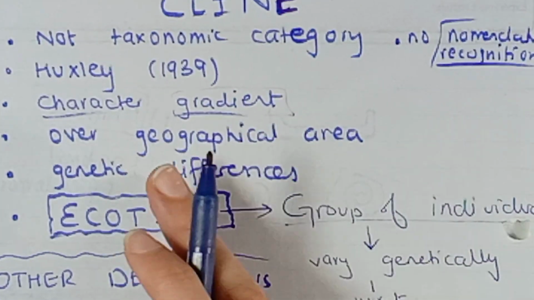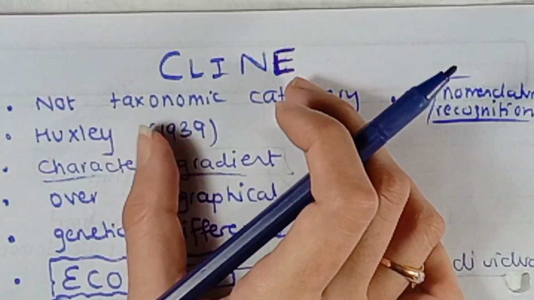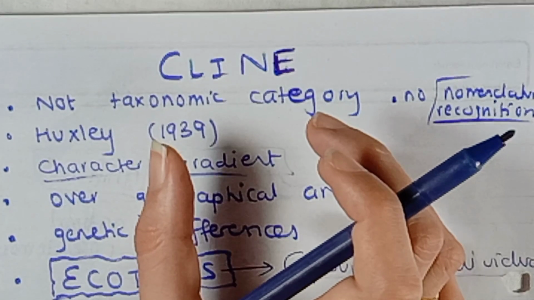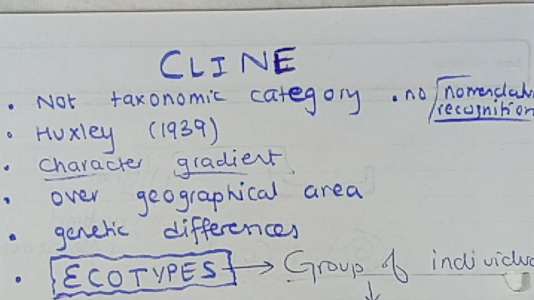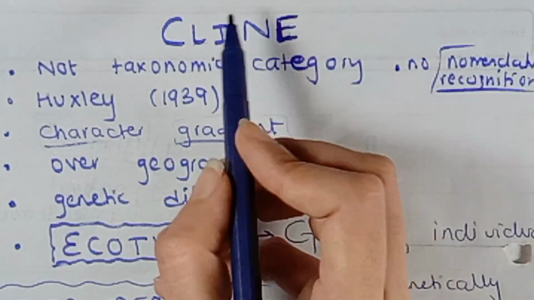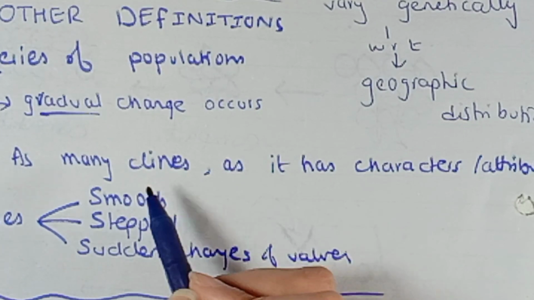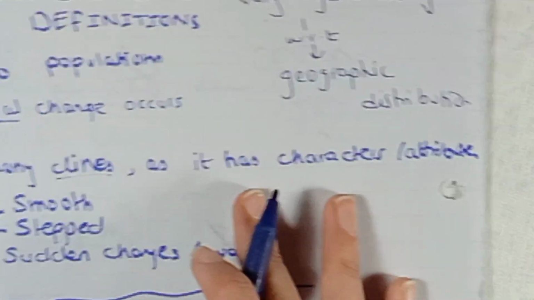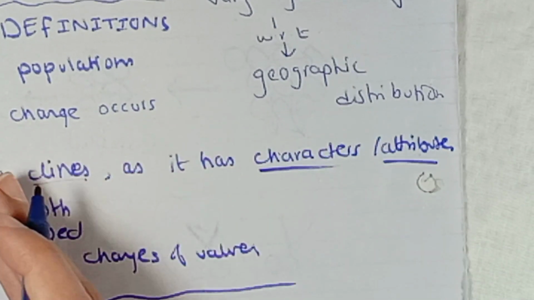There can be many different clines: 2, 3, 4, 5. There can be very many clines, and the number of clines depends on the number of characters or attributes on which we are forming our clines. We will create many different clines on the basis of their characters or attributes. The more the characters or attributes, the more the clines.